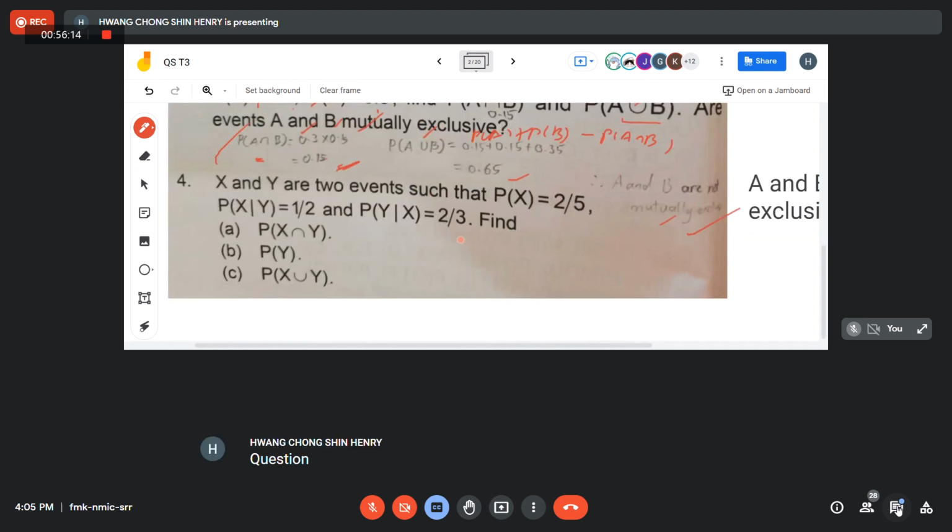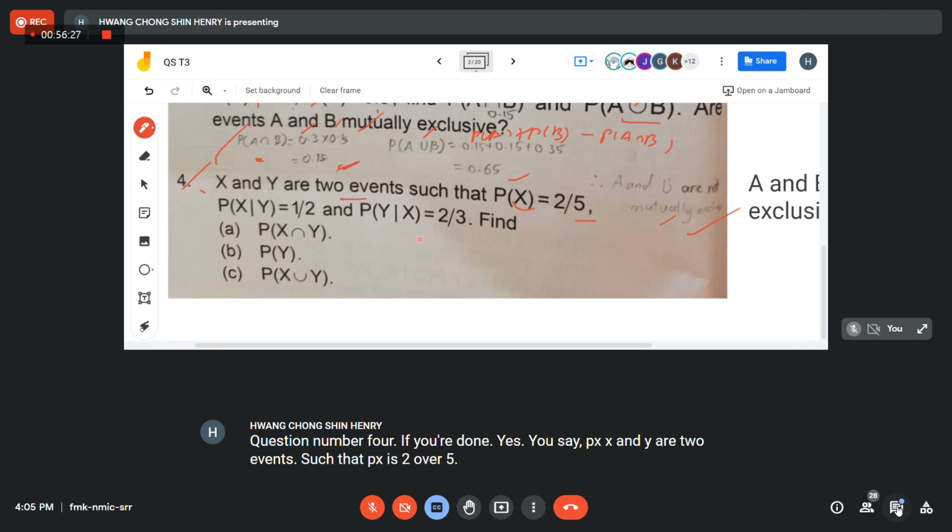Question number 4. Have you all done? Yes. You say P(x), x and y are two events such that P(x) is 2 over 5. P(y given x), what is this? Condition.